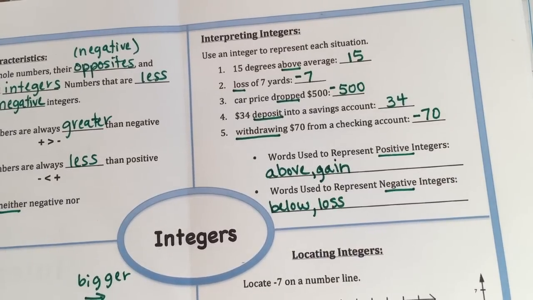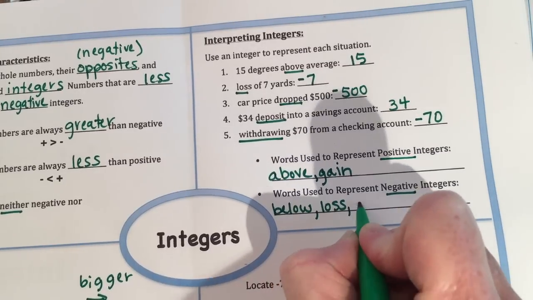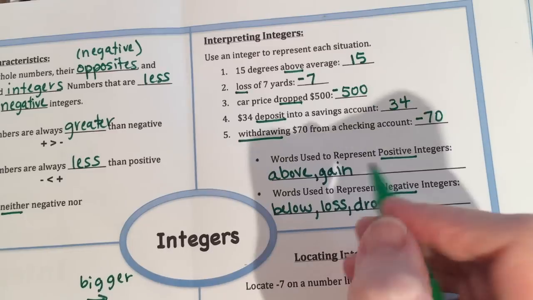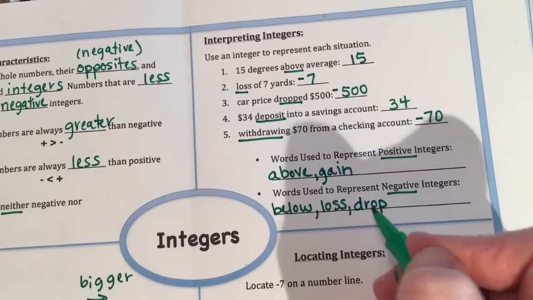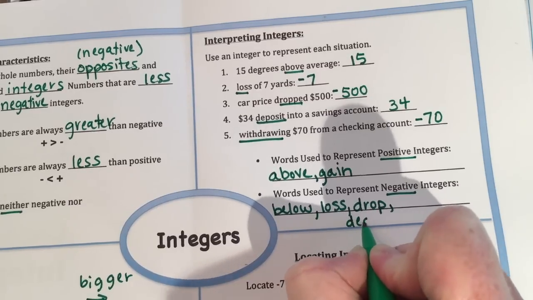Number 3, a car price dropped $500. So we said drop meant it was negative. So we're going to put drop down here. Now there's always, or usually there can be more than one way to say drop. So you might also see decrease.